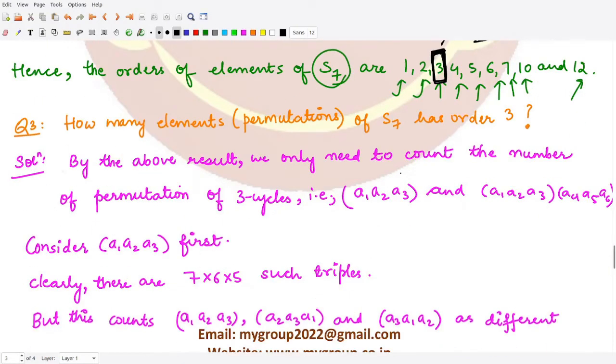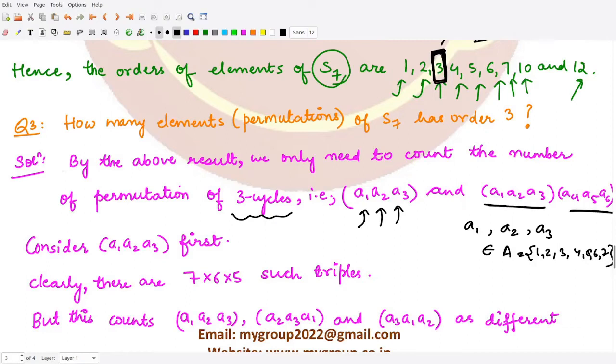In order to do that, we are looking for permutations of 3-cycles. That means cycles of this form (A1 A2 A3), where A1, A2 and A3 are members of the set A, which is 1, 2, 3, 4, 5, 6 and 7, correct? We are also looking for permutations with 2 disjoint cycles, each of length 3. It will also have order 3. Why? Because the LCM of 3 with 3 is going to be 3. So that is why both have order equal to 3.